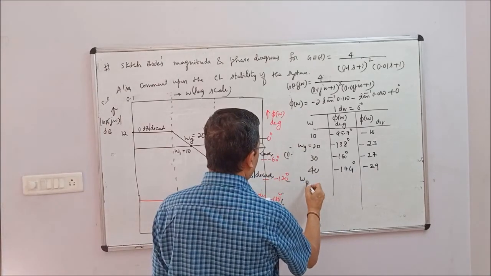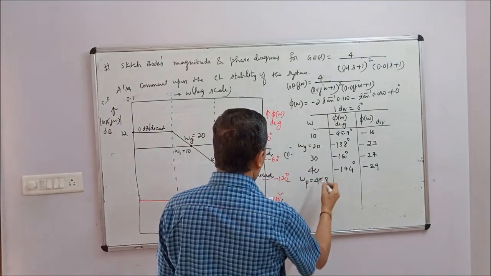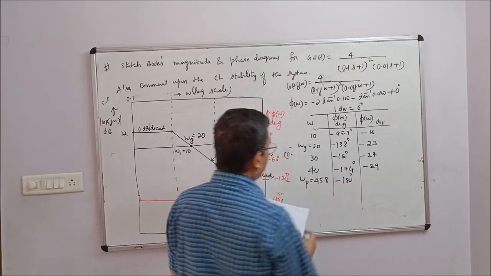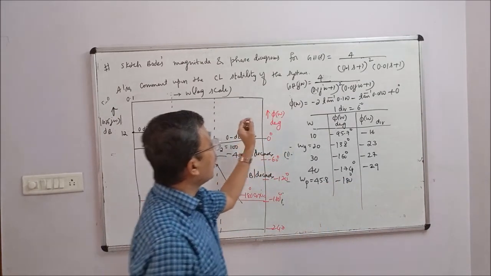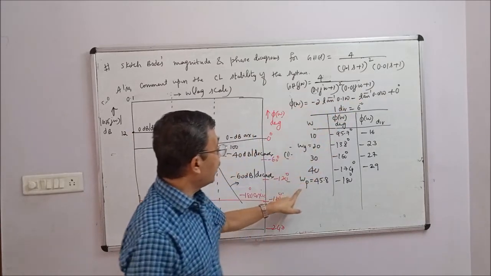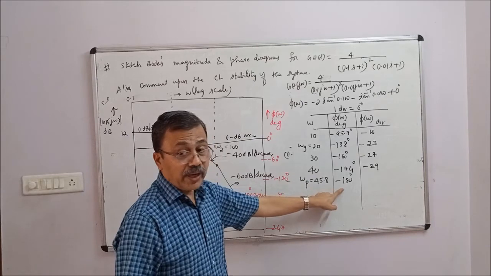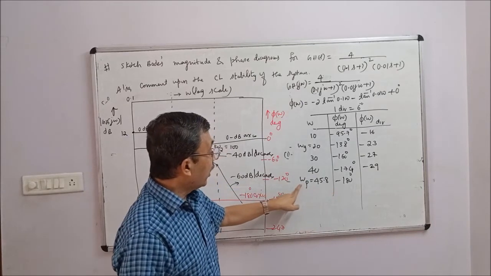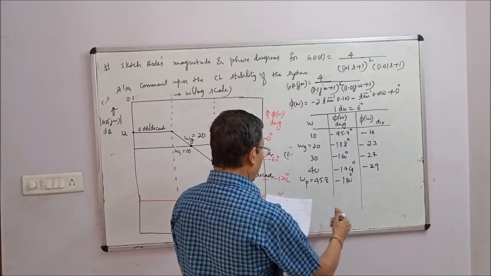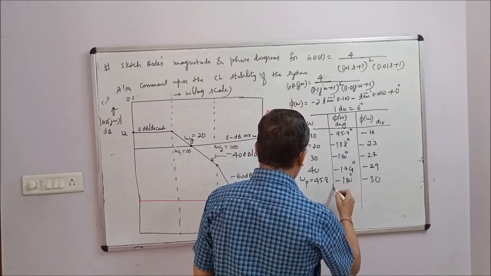When omega is equal to 45.8, you get minus 180 degrees. This has to be fine tuned. By trial and error, you keep giving values for omega and phi of omega and get the value of omega that gives minus 180 degrees. That omega is called the phase crossover frequency. Minus 180, if you divide by 6, you get minus 30 divisions.